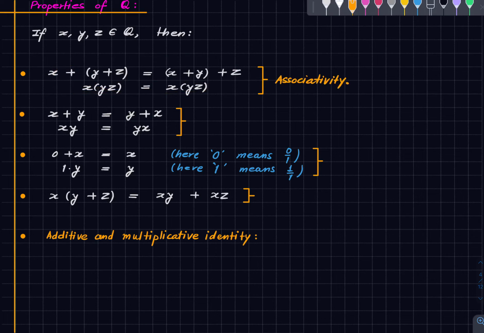All right. So this is an exercise. This is called commutativity. The order in which you add or multiply is irrelevant. So this is called commutativity.